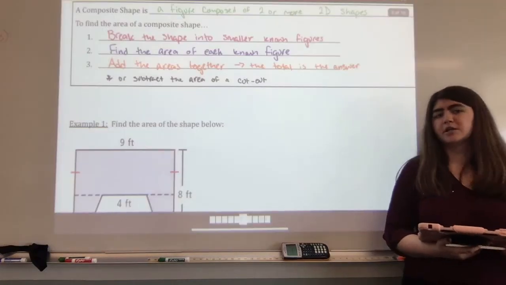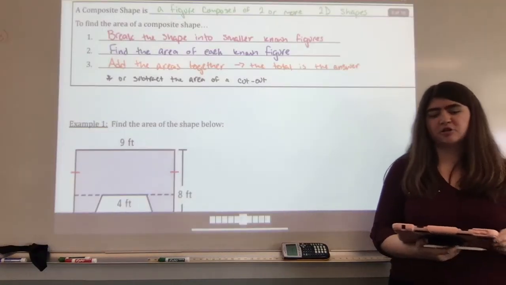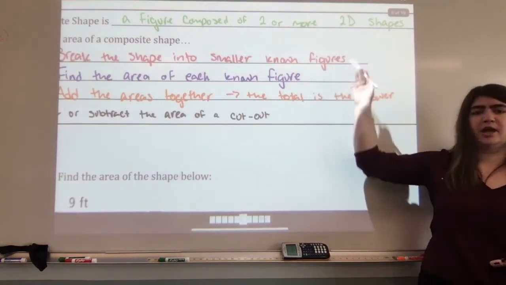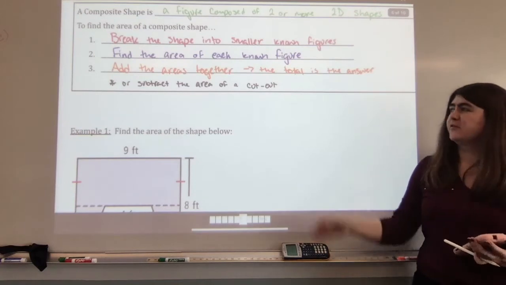Here on the next page, we're going to talk about how you find the area of a composite shape. A composite shape is a figure composed of two or more 2D shapes. To find the area of a composite shape, we're going to follow these steps.